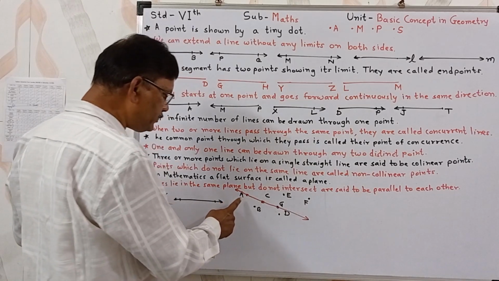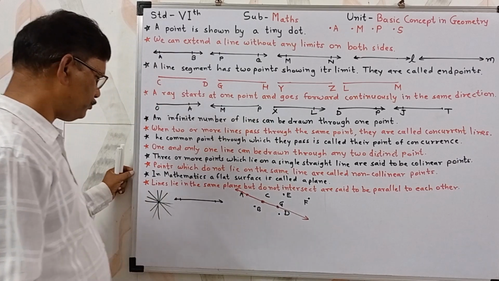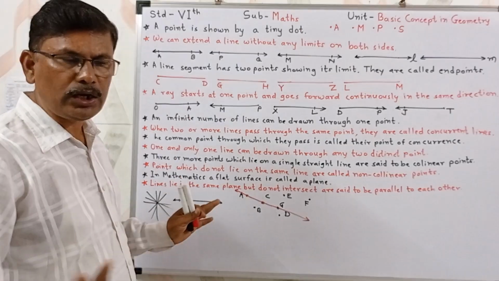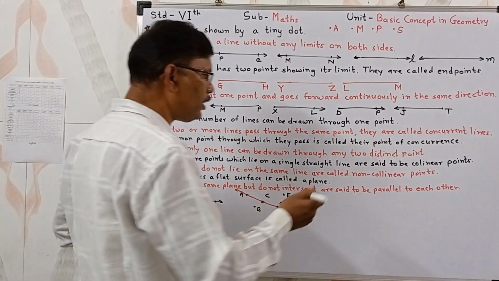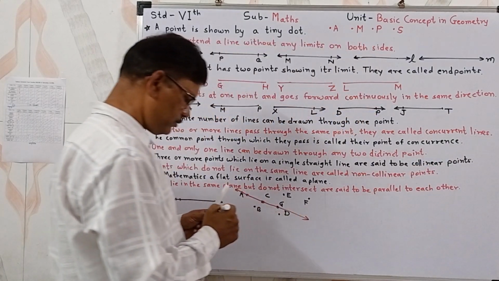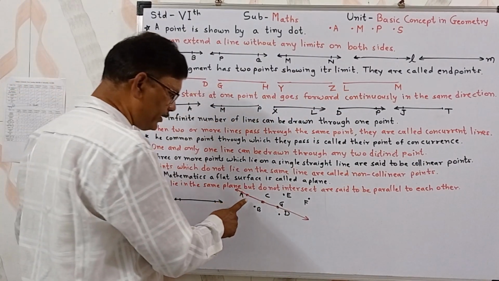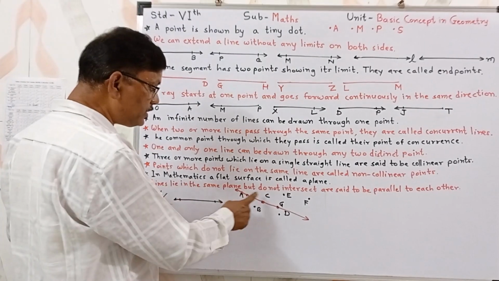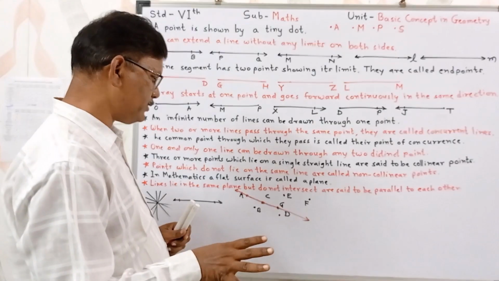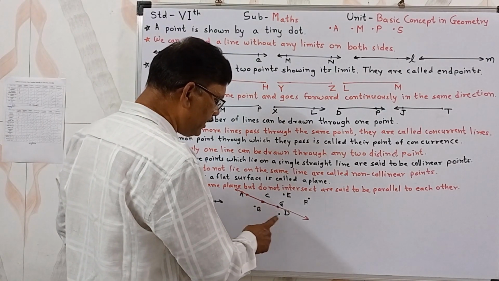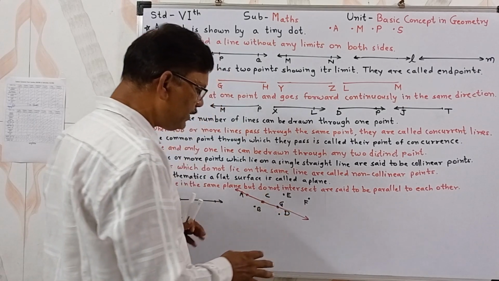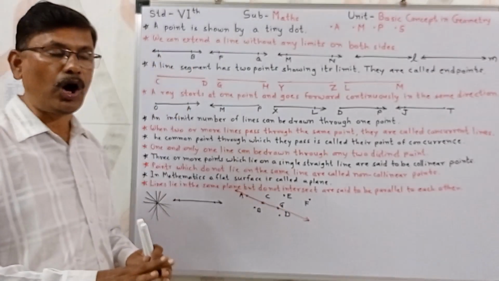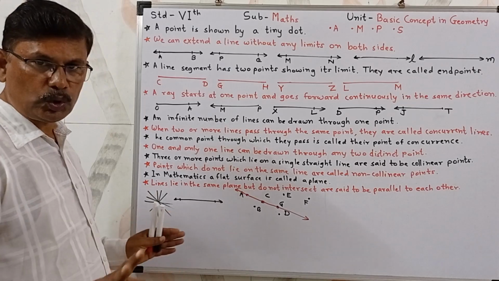And the points which do not lie on the same line are called non-collinear points. Listen again. Point A, point C and point G lie on the same line, so these 3 points are called collinear points. But B, D, E, F, these points do not lie on the same line, so these points are called non-collinear points. Understood?